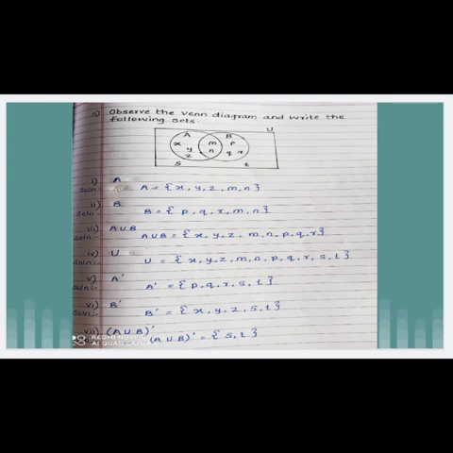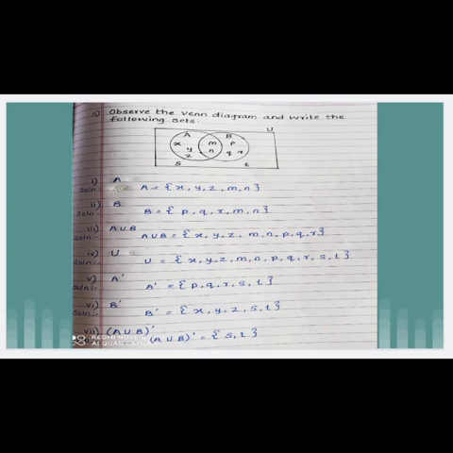Third one, A union B. Union means we have to mention the elements from both the sets A and B. Hence we got here A union B is equal to curly bracket X, Y, Z, M, N, P, Q, R. Now student, M, N elements are in both set A as well as in B. So don't repeat, write down only once.